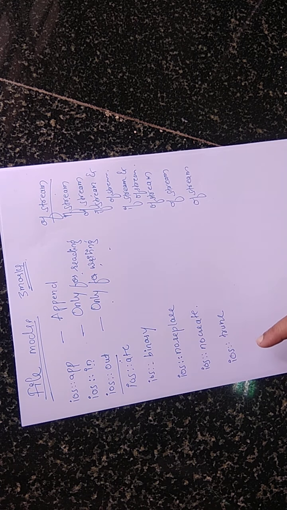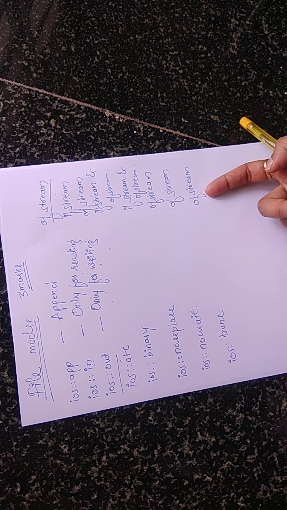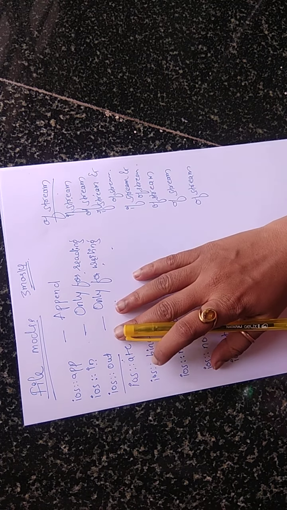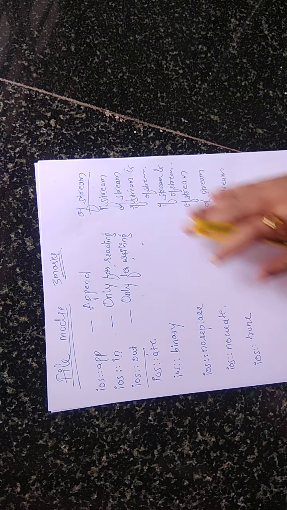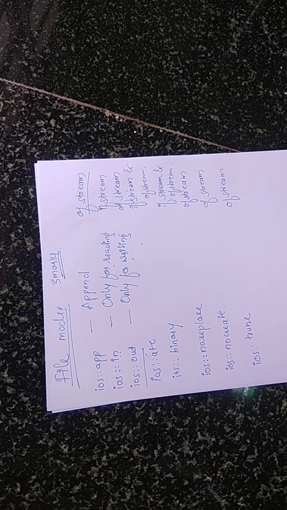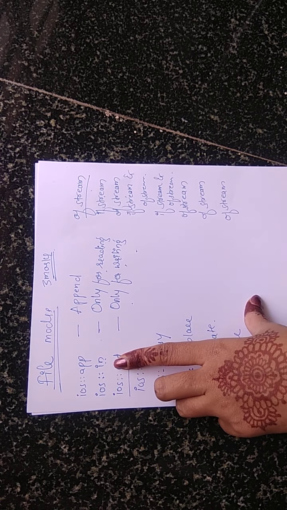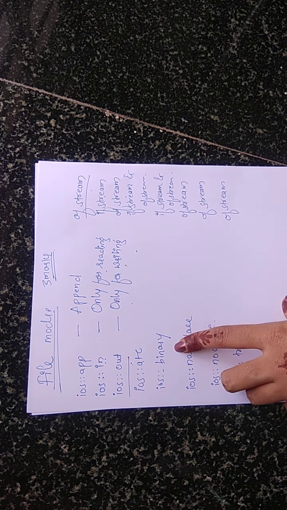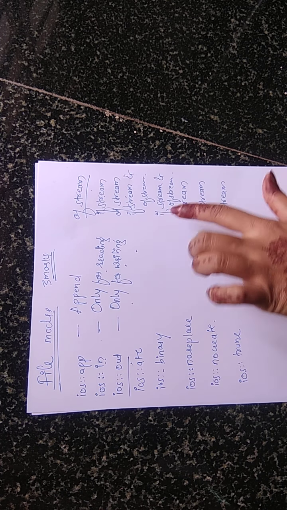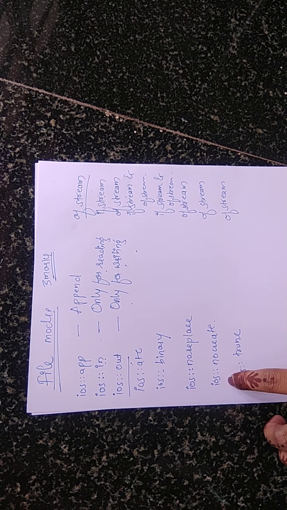No replace, no create and trunk, all three belong to ofstream. Then out belongs to ofstream, app belongs to ofstream, and in belongs to ifstream. It means you should prepare yourself that ios::in is the only file mode that belongs to ifstream. Ate and binary belong to both ifstream and ofstream. All the other file modes belong only to ofstream. That is a method you can remember if you want to have any shortcuts.